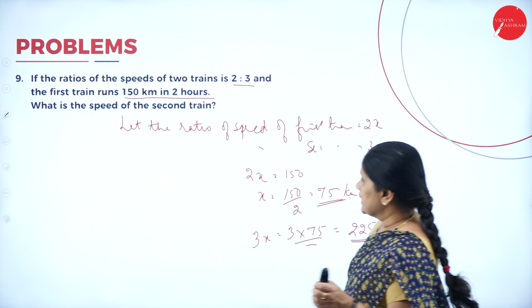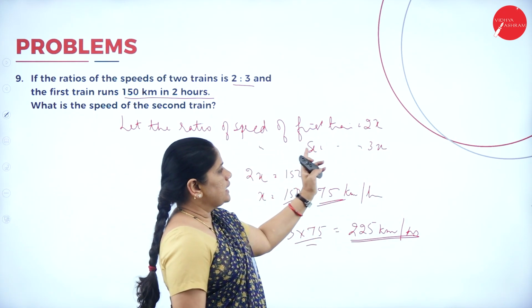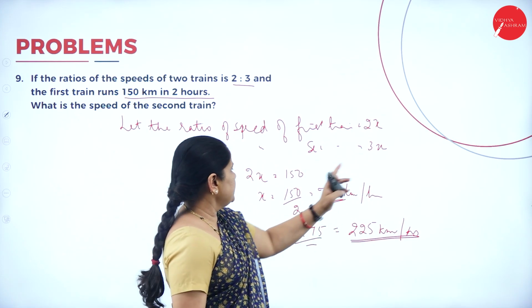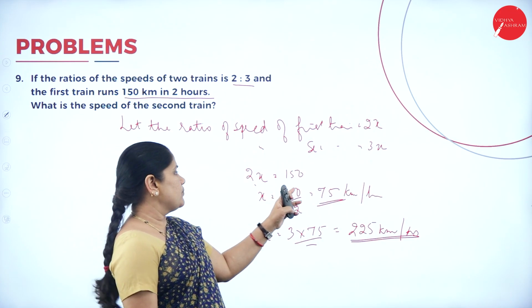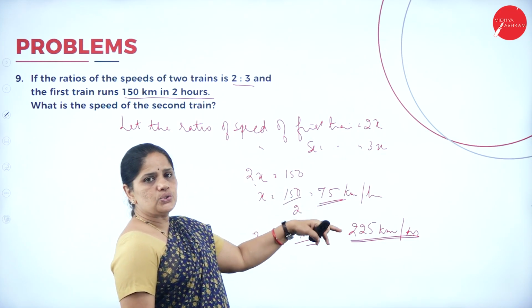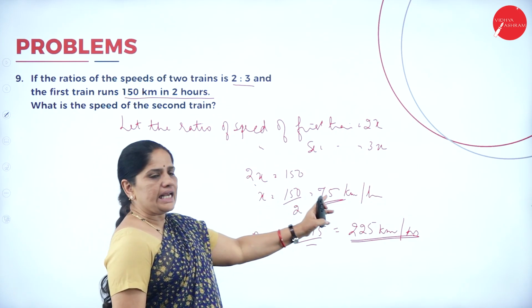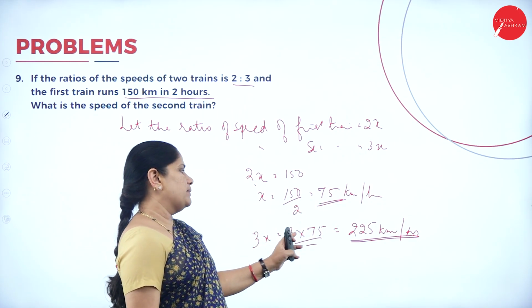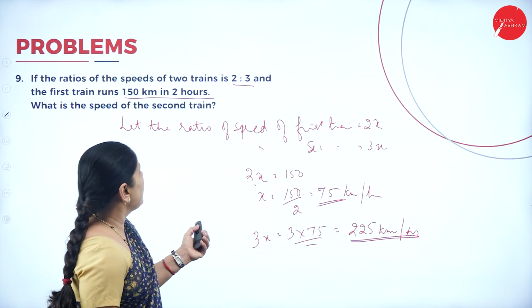I'll explain this again. Let the speed of the first train be 2x and the speed of the second train be 3x. So 2x equals 150, x will be equal to 150 by 2, that is 75 kilometers per hour. When we know that x is 75, 3x will be 3 into 75, that is 225 kilometers per hour.